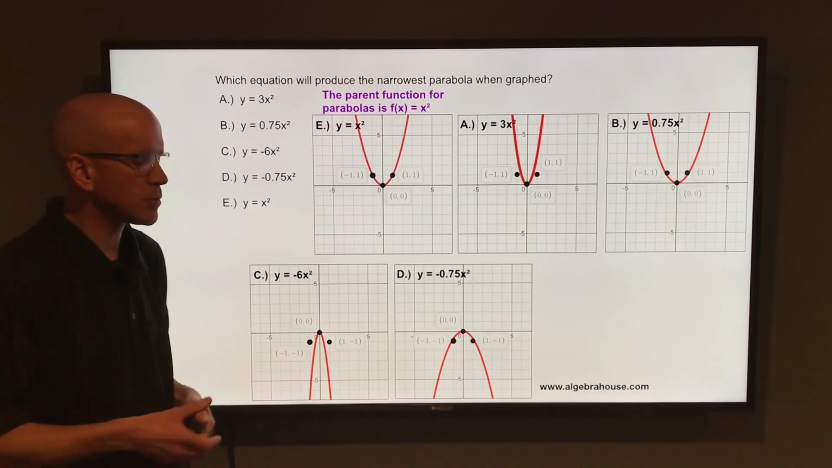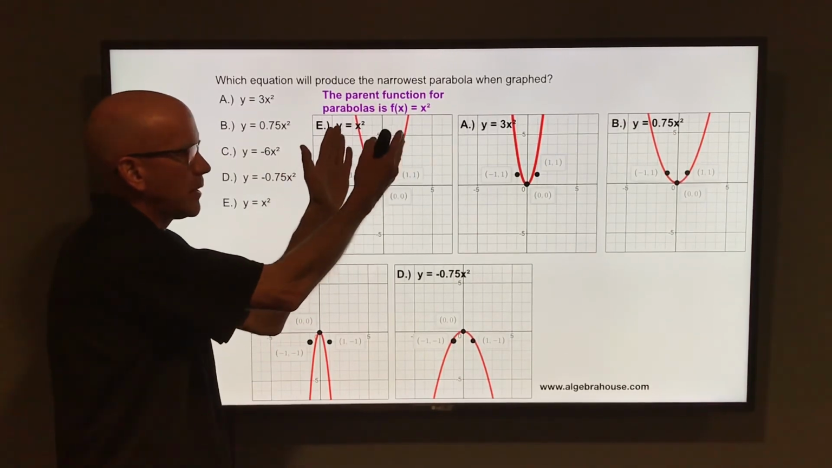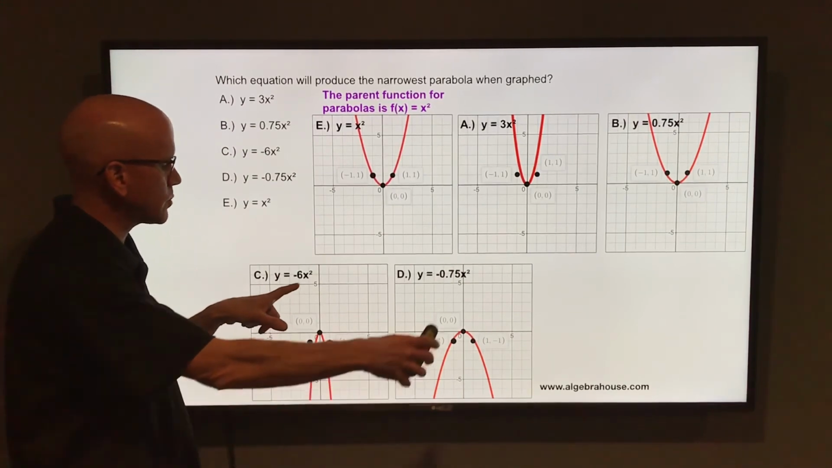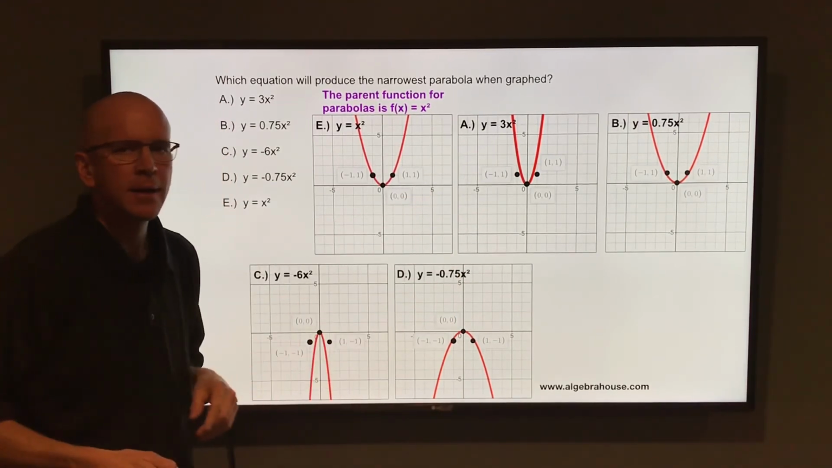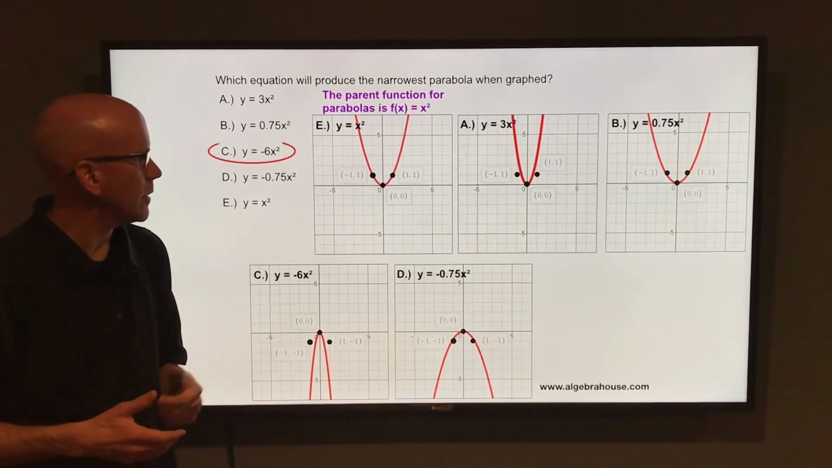So looking at these, which is the narrowest graph? Well, you have two stretches that are taking place. That would make that parent function narrow up. The two stretches are the 6 and the 3, and the one that creates the narrowest graph would be y equals negative 6x squared. Letter C.